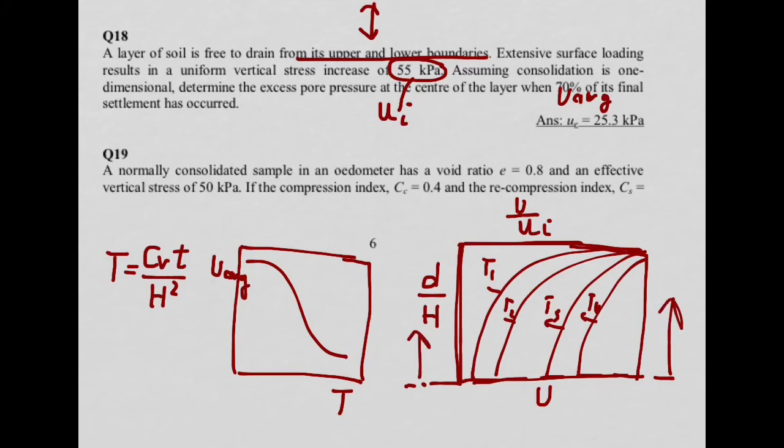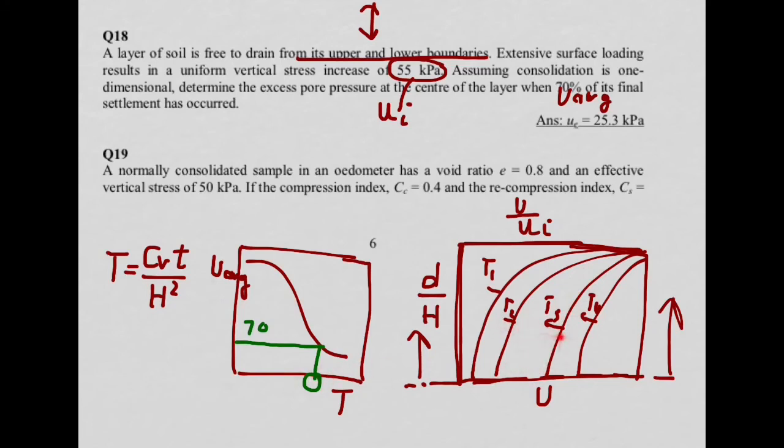Okay, so we want now to find the excess pore water pressure at the center of this layer when 70% of its final settlement has occurred. So if we want to use this graph to find the excess pore water pressure at the center line when we have 70% average degree of consolidation, we should go here first and say, at 70%, what is the time factor? So we know now what the time factor is. What is the line representing these time factors that we have from here?